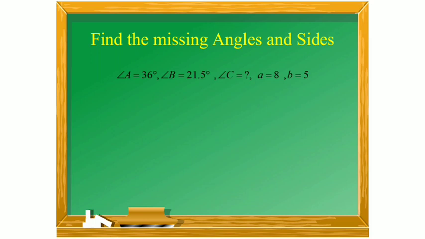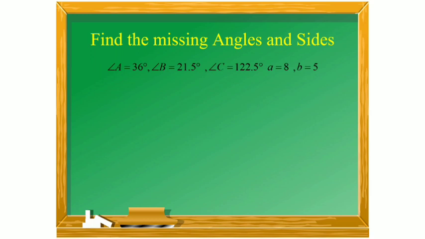So to solve for angle C again, we will subtract the values of A and B from 180 degrees. Okay, so the value of angle C is equal to, yes, it is 122.5 degrees. Since the value of our angle A is now available, we can now solve for the value of side C.